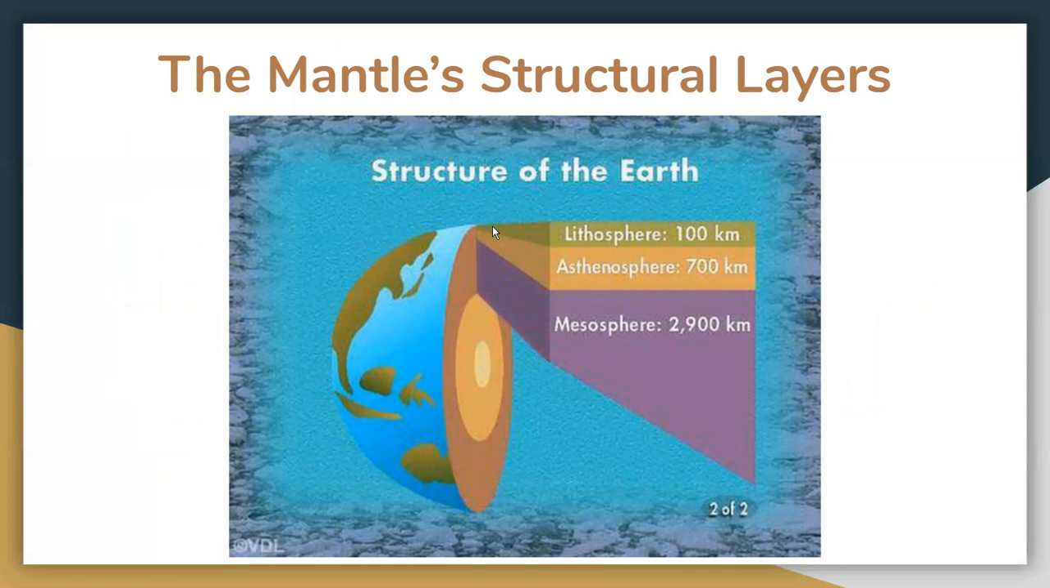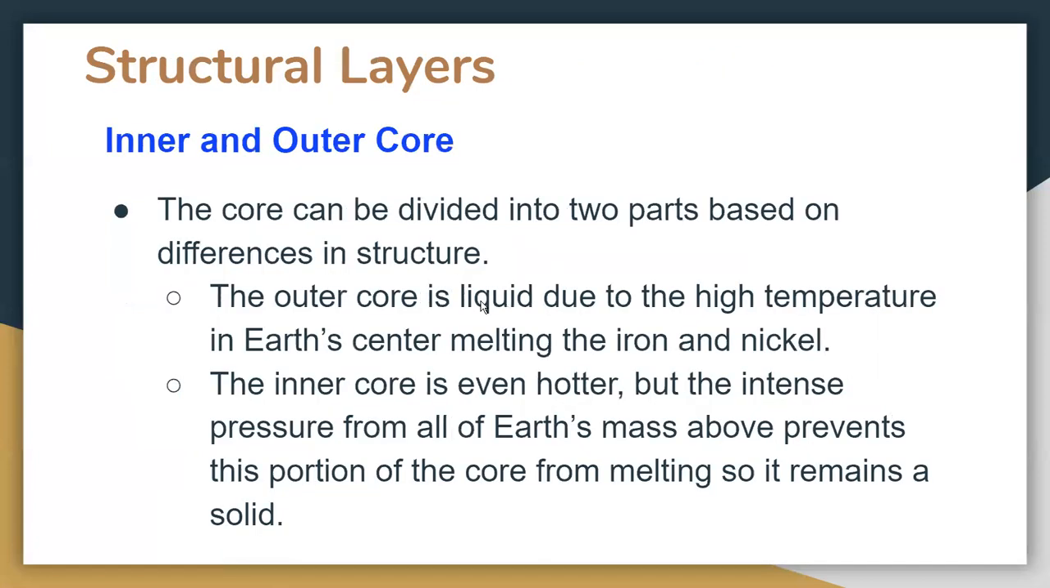So this gives you kind of an idea of the relative thickness of these different layers. Right here we have the lithosphere, which is relatively narrow, only about 100 kilometers thick. Then the asthenosphere ends at about 700 kilometers down, and then the mesosphere goes from 700 kilometers down to about 2,900 kilometers.